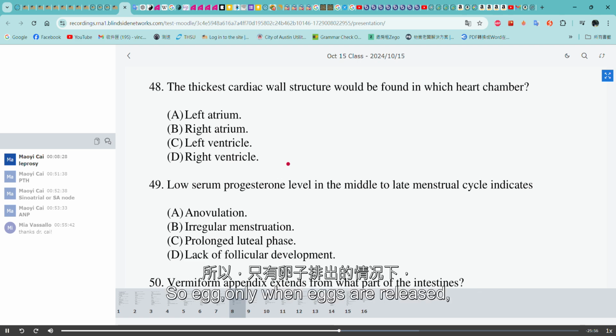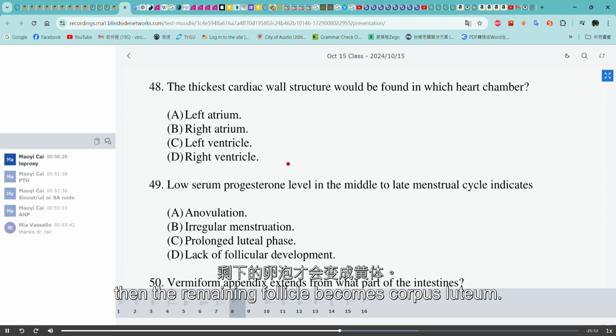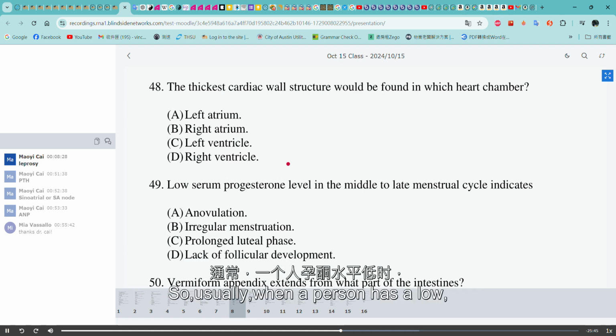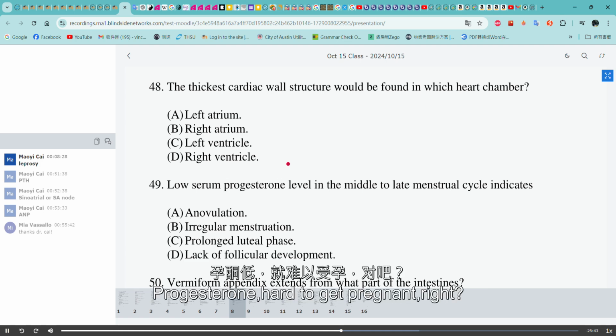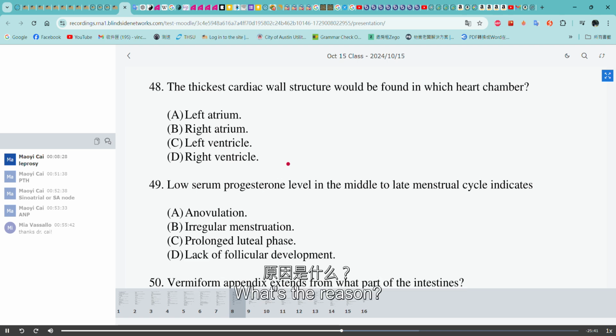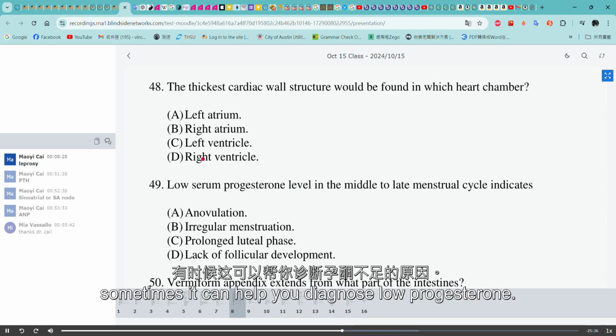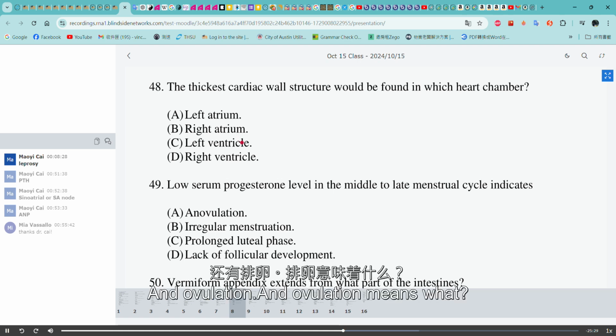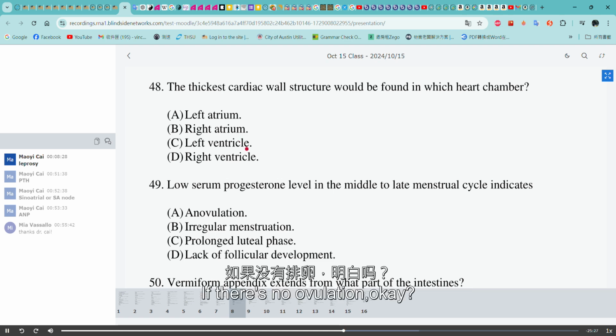Progesterone release. Only when the egg is released does the remaining follicle become the corpus luteum. The corpus luteum cells secrete progesterone. So usually when a person has a low progesterone, it's hard to get pregnant, right? What's the reason? Well, because you're not having what? Ovulation. So this can sometimes help you diagnose low progesterone. Yeah. It's A. 49 is A. And ovulation means what? If there's no ovulation. Okay.